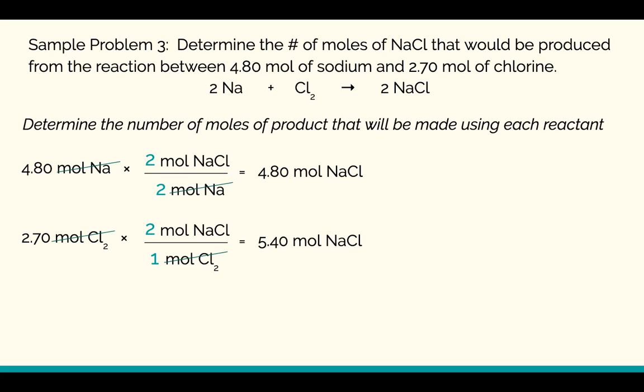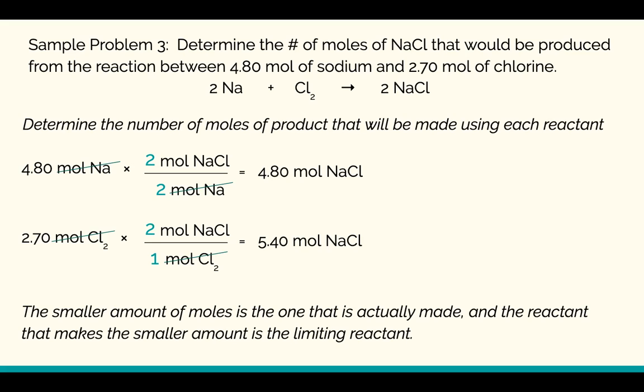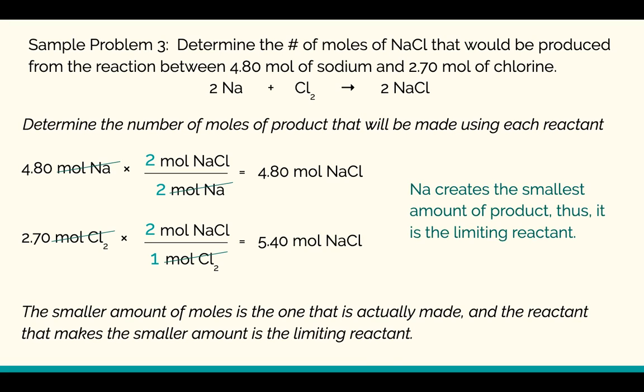So if all of that chlorine reacted, it would make 5.40 moles of sodium chloride. However, all of that chlorine is not going to be able to react because the sodium is going to run out, because the sodium is only able to make 4.80 moles of sodium chloride. So you look at those two numbers and you pick the smaller one. That's the amount that's actually going to be made, and the reactant that makes that smaller amount is the limiting reactant. So sodium creates the smallest amount of product, so it is the limiting reactant, and 4.80 moles of sodium chloride are made during this reaction.